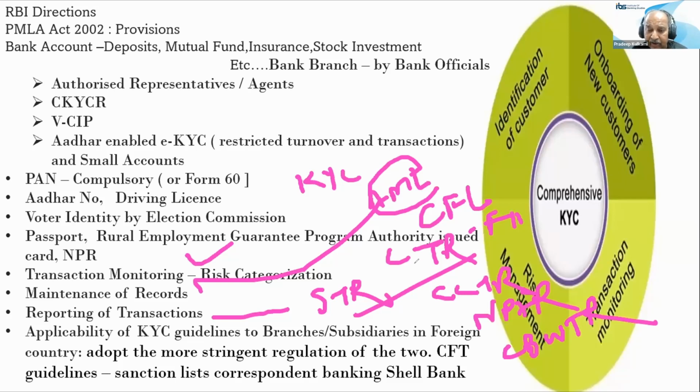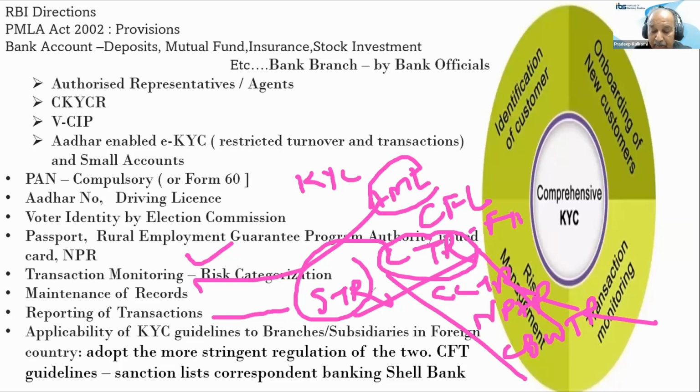For FIU IND, except for the suspicious transaction report, all these reports are monthly, and the bank needs to submit all monthly reports by the 15th of the next month. Branches will not submit these details. Branches will just maintain the record, except for the suspicious transaction report, which needs to be initiated by the branch. All other reports are generated at the corporate office level by the KYC department, and then they submit them accordingly.